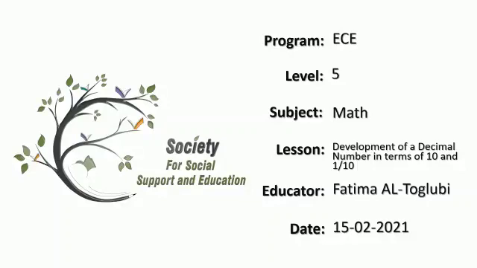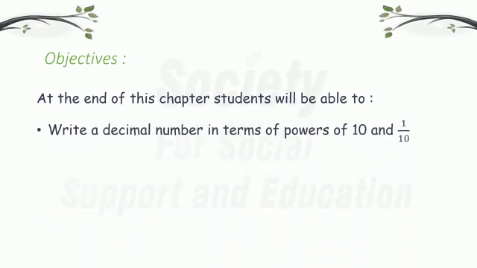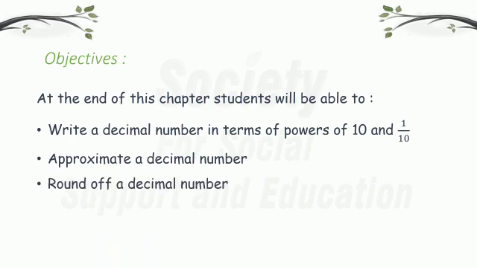Today we will start a new lesson, development of a decimal number in terms of 10 and 1 over 10. Our objective for today is, at the end of this chapter, students will be able to write a decimal number in terms of powers of 10 and 1 over 10, approximate a decimal number, and round off a decimal number.